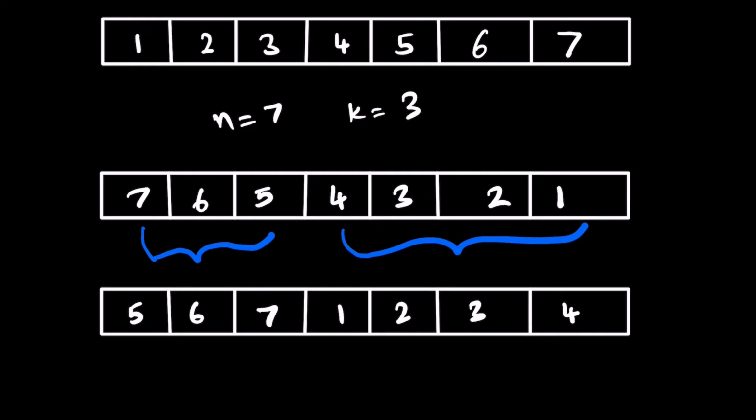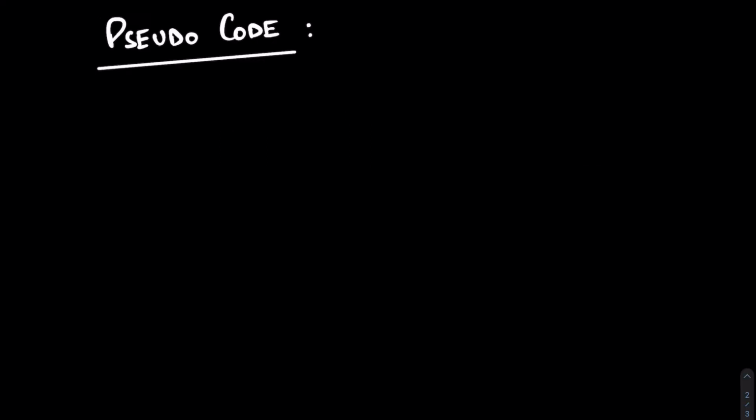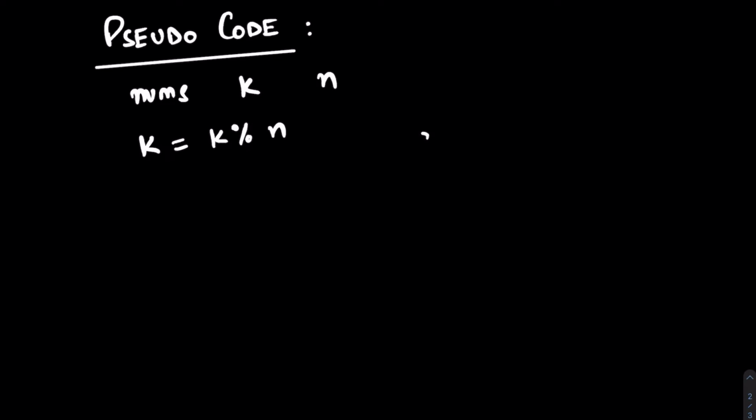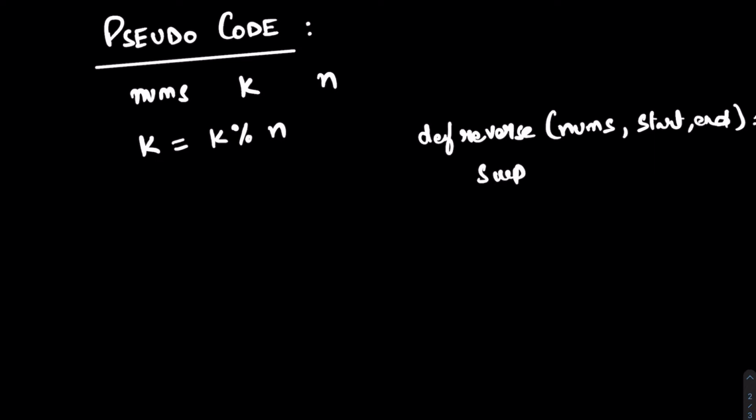Let's write some pseudo code to see how this can be implemented. If we had an input list nums and k, which is the value to be rotated by, and let's say n is the length of our input list. We first optimize or compute k as k mod n to minimize the number of rotations or shifts. We can use a helper function called reverse, which reverses the elements based on a start and end index. So the reverse function can take nums, start, end as the inputs, and it can swap elements from start to end.